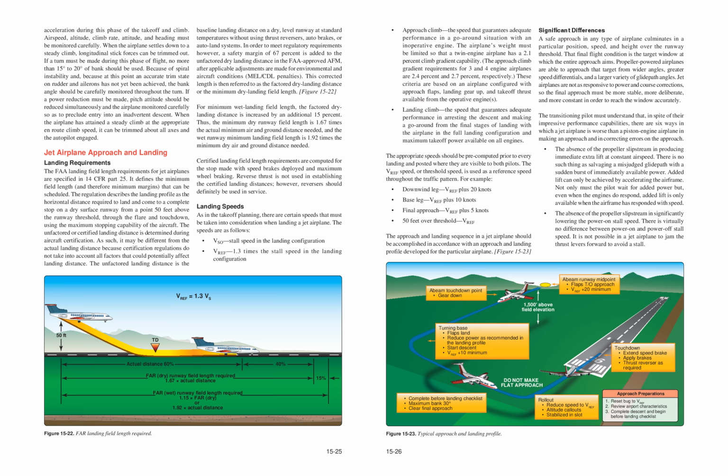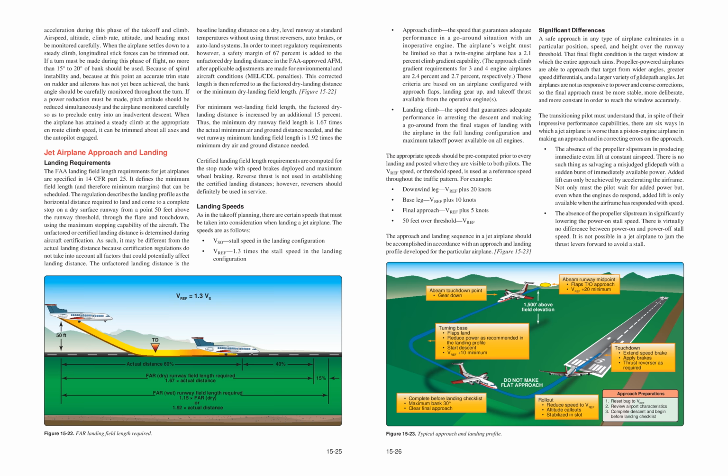15-25. Approach climb, the speed that guarantees adequate performance in a go-around situation with an inoperative engine. The airplane's weight must be limited so that a twin-engine airplane has a 2.1% climb gradient capability. The approach climb gradient requirements for 3 and 4 engine airplanes are 2.4% and 2.7%, respectively. These criteria are based on an airplane configured with approach flaps, landing gear up, and takeoff thrust available from the operative engines.